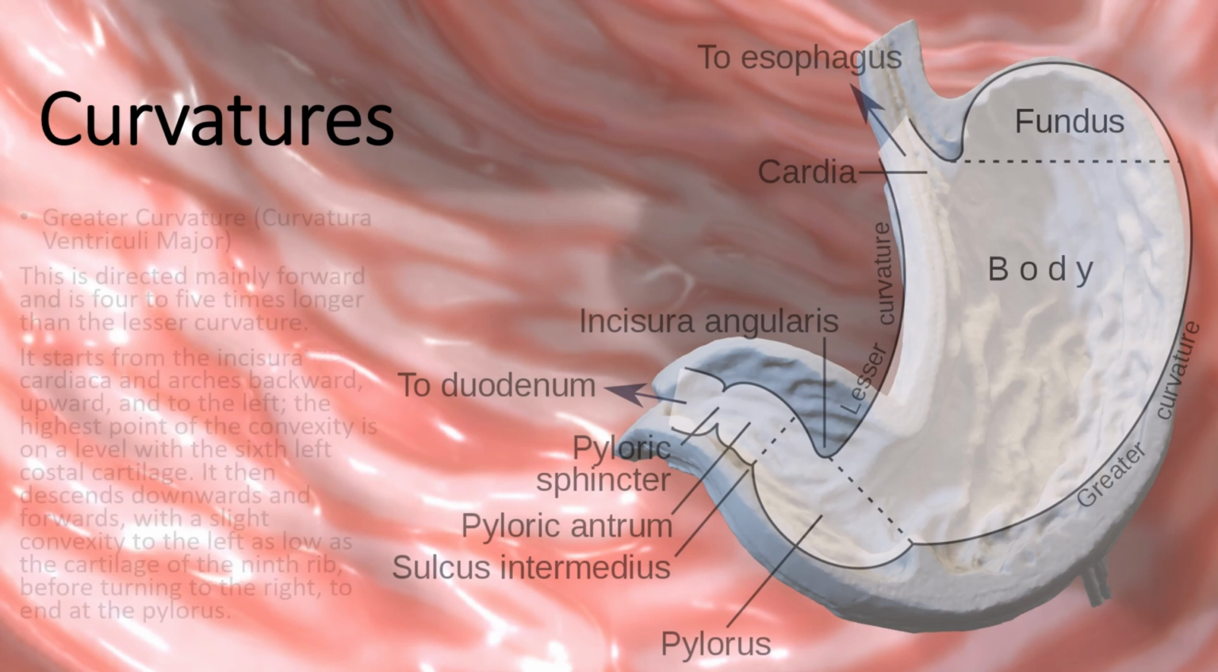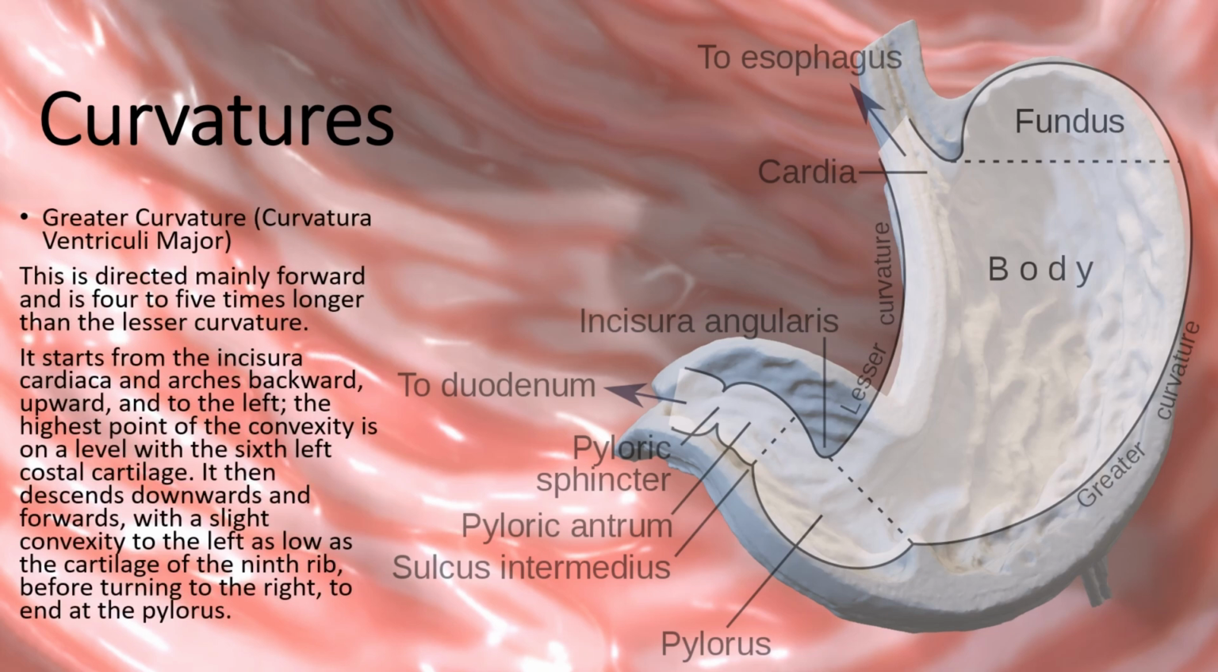The other curvature is called the greater curvature, or the curvatura ventriculi major. It is directed mainly forward and is 4 to 5 times longer than the lesser curvature. It starts from the cardiac incisura and arcs backward, upward, and to the left. The highest point of convexity is on a level with the sixth left costal cartilage, and it then descends downwards and forwards with a slight convexity to the left as low as the cartilage of the ninth rib, before turning to the right to end at the pylorus.